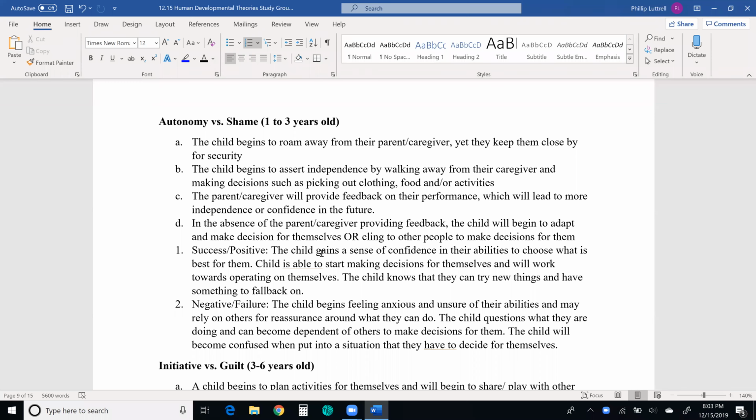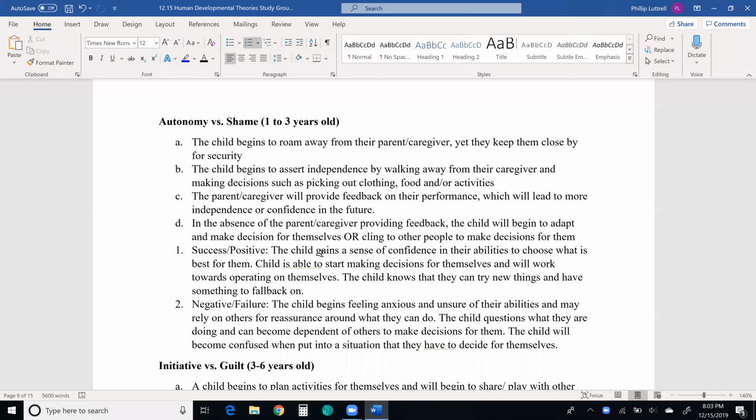But if they're demeaned or not given guidance at all, or have to depend on other people and receive negative feedback for what they're doing, they're going to form shame. So they're going to have mistrust and shame about themselves, which could lead to more negative outcomes.